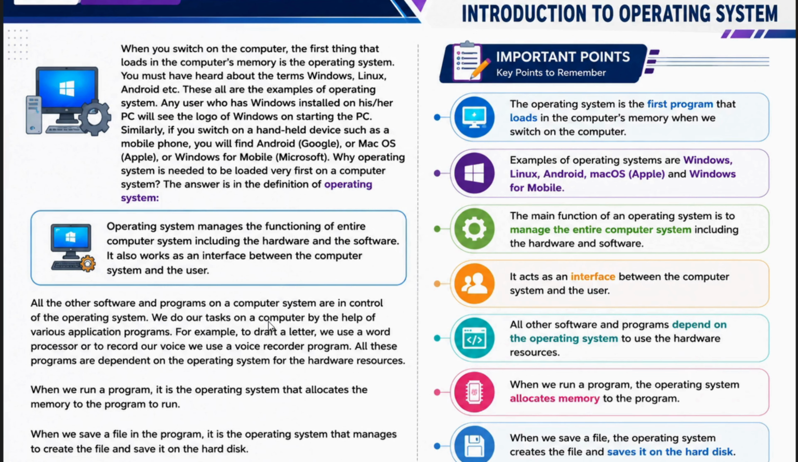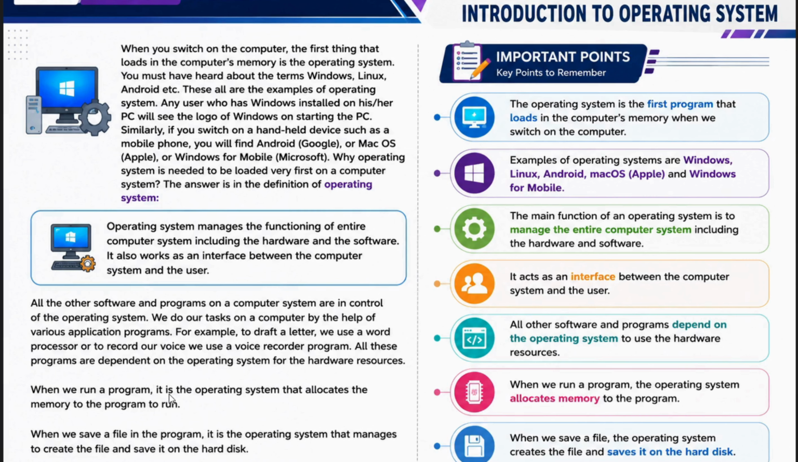We do our tasks on the computer with the help of various applications and programs. If you are typing something, we need a typing software. If you are playing, we need gaming software. If we are designing something, we need designing software. So for each type of task, we need a particular application. For example, to draft a letter, we use a word processor, or to record our voice, we use a voice recorder program. All these programs are dependent on the operating system for the hardware resources. That is the reason the operating system links your hardware and the software together.